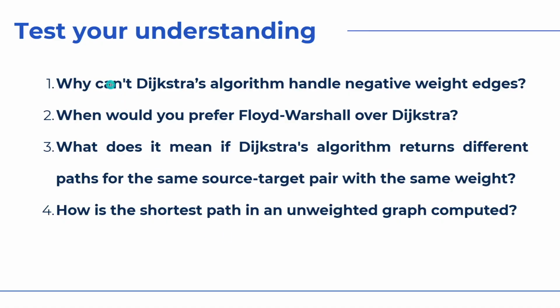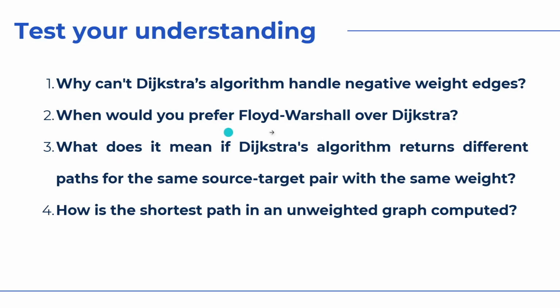And here I have put up some questions to test our understanding of the concepts. The first question is, why can't Dijkstra's algorithm handle negative weight edges? Because, as I said, it is a greedy approach. If our edges have negative weights, then as we find the total cost of the path, the cost would keep decreasing, and we will not be able to come up with the solution with the least cost. And so we say that Dijkstra's algorithm is not suitable for graphs with negative weights.